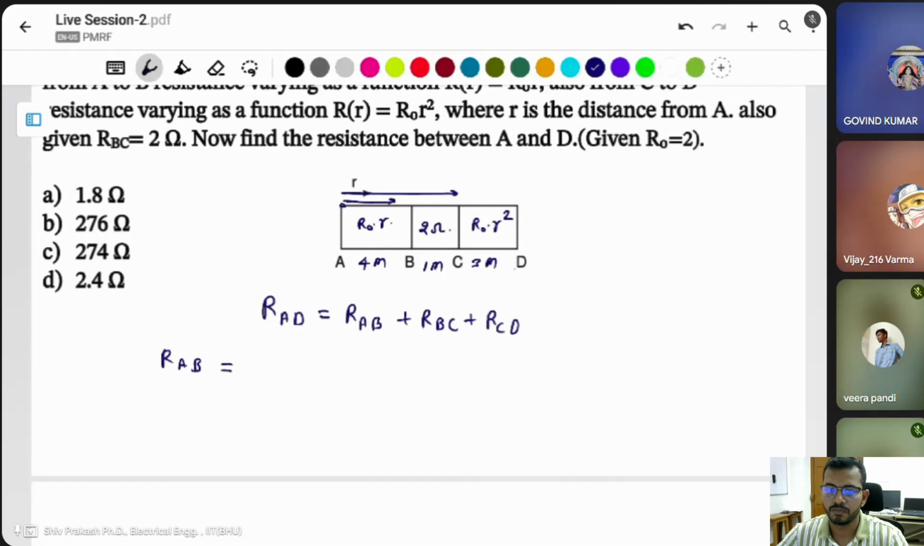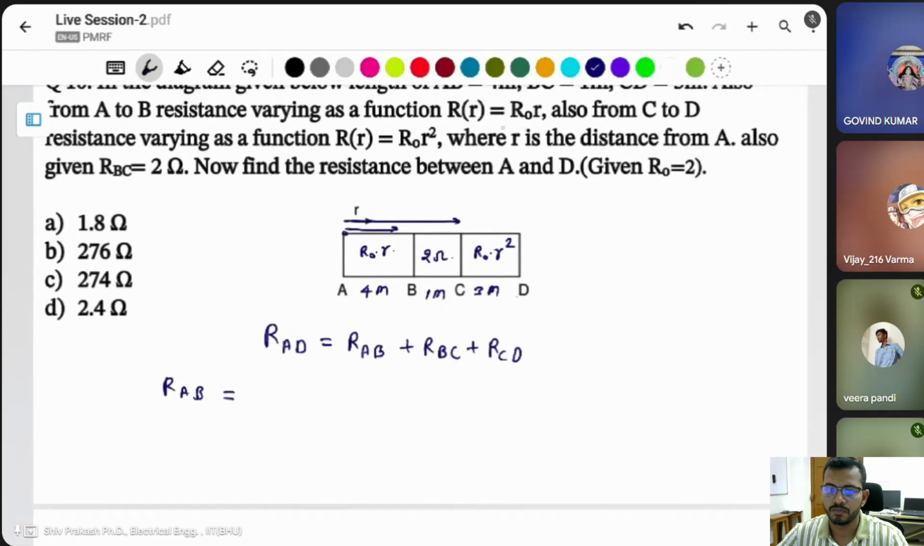How can you find the RAB? RAB is given as a function, R naught into r. It means this will be varying with respect to r. It is a linear equation because R naught is a fixed value, 2. The length is given 0, 1 meter, 2 meter, 3 meter, like that. Then how can you find the total resistance in this case? Total resistance RAB.